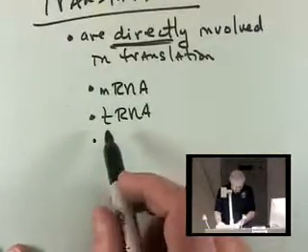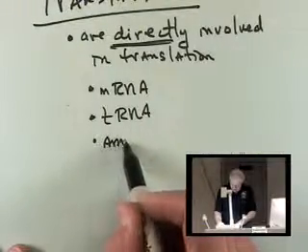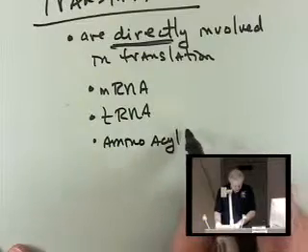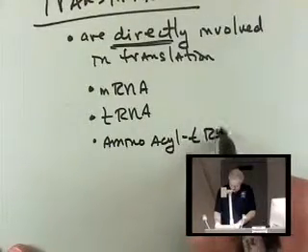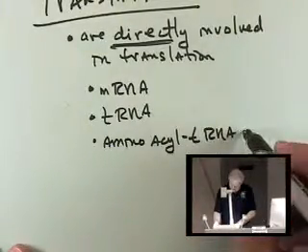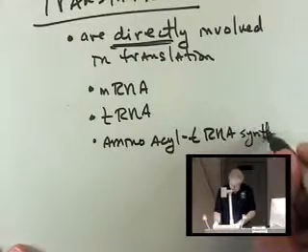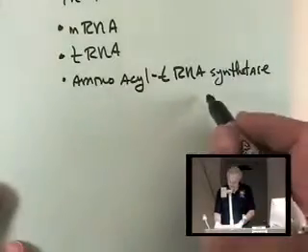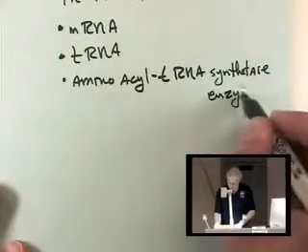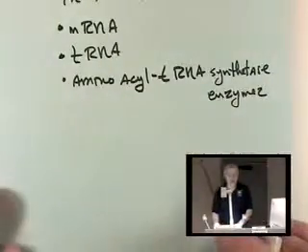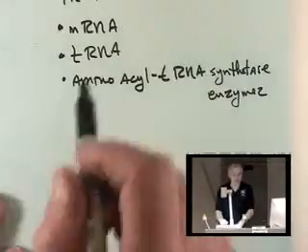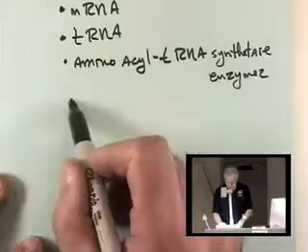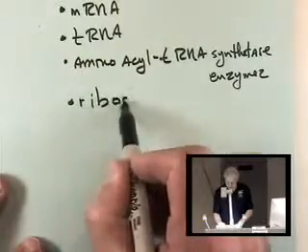The aminoacyl tRNA synthetase enzymes are responsible for putting the appropriate amino acid onto a specific transfer RNA. And then, of course, we know we need ribosomes.